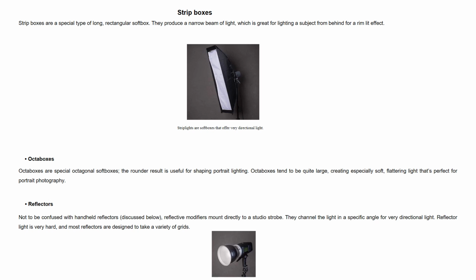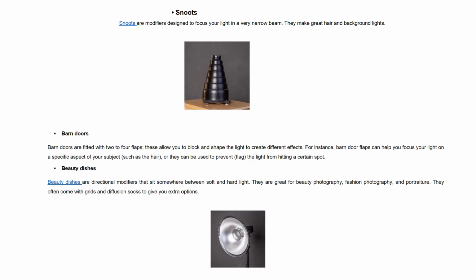Next is reflectors. Not to be confused with handheld reflectors discussed below. Reflective modifiers mount directly to a studio strobe. They channel the light at a specific angle for very directional light. Reflector light is very hard, and most reflectors are designed to take a variety of grids.